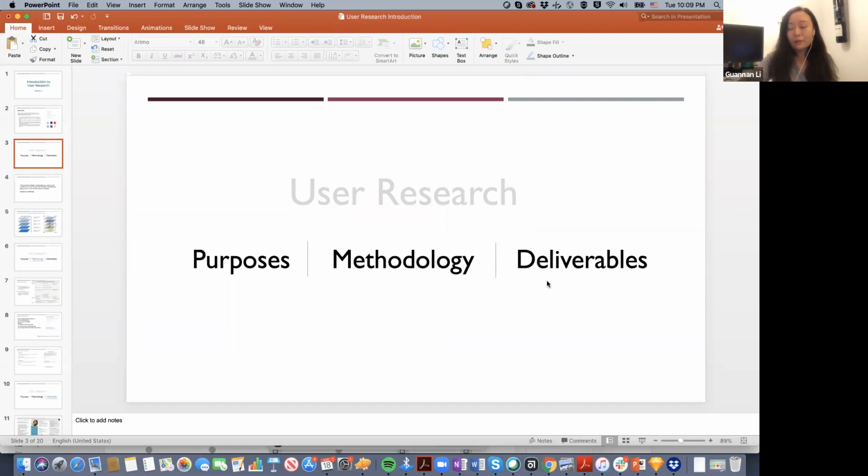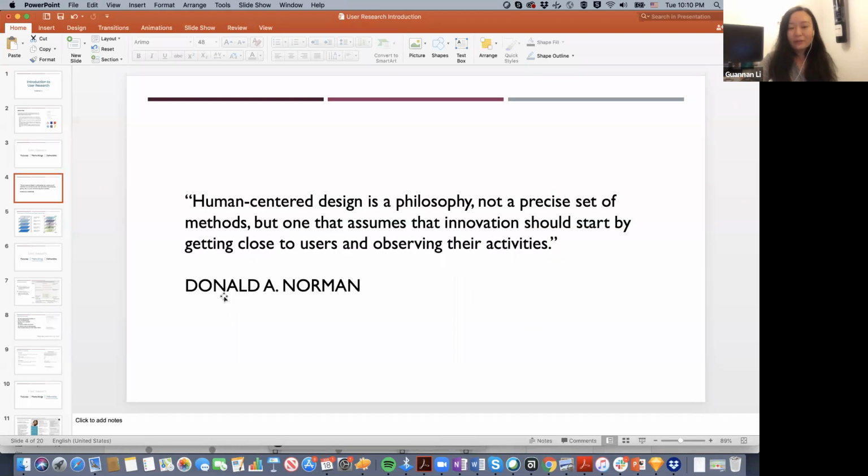And then the deliverables. So after you conduct user research, how do you communicate what you found, and what are the common ways to deliver a result? So for the first part, why do we do user research?